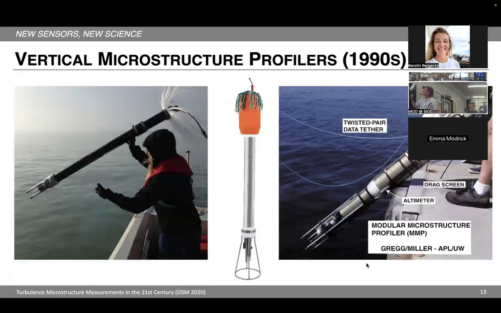Whereas these tethered profilers now, of course, it's a loose tether, so you're not putting any tension on the vehicle, but it allows you to get the data back in real time. So that's great to know your instrument's alive, and you just haul it back so you can do really rapid profiles. So that's what those started looking like in the 90s.